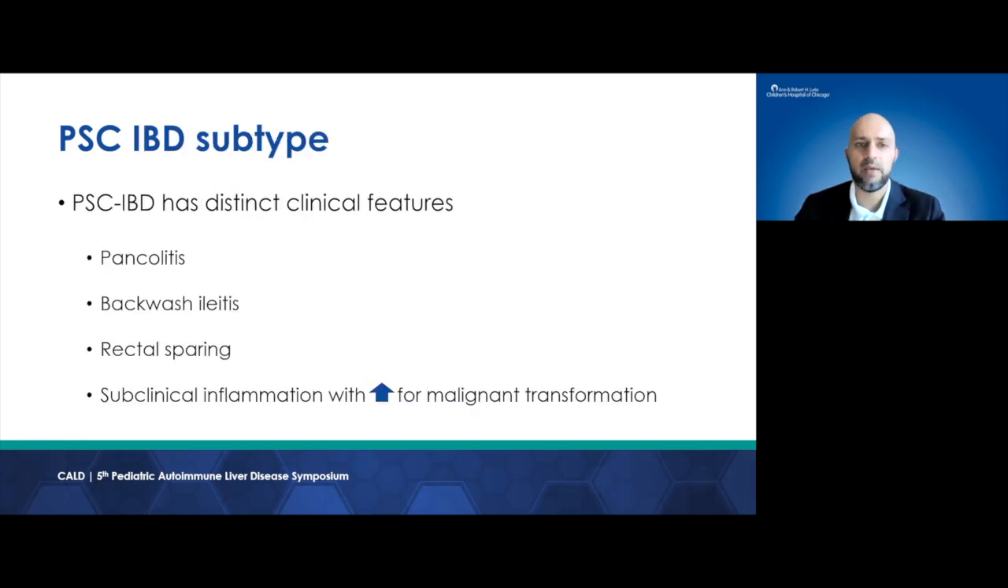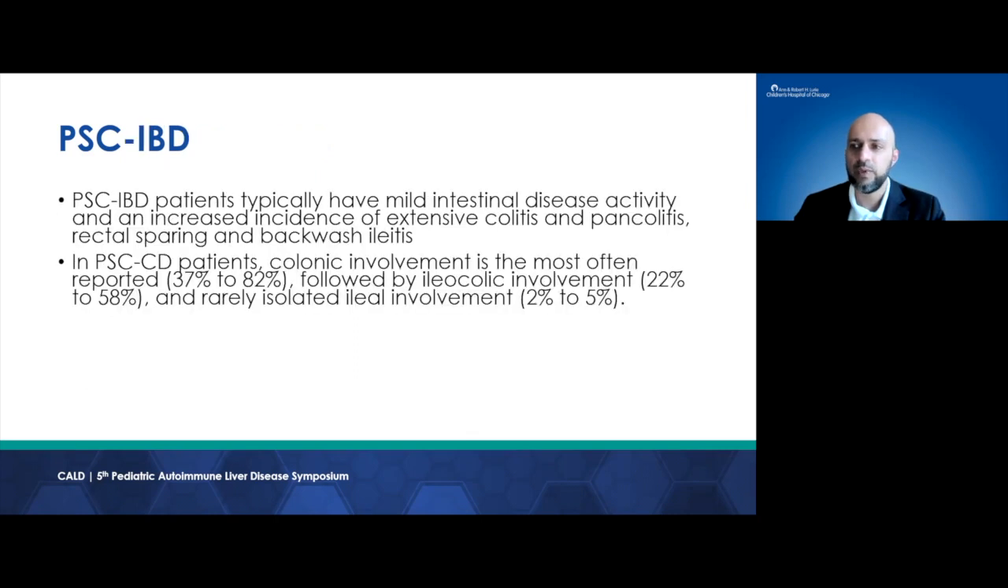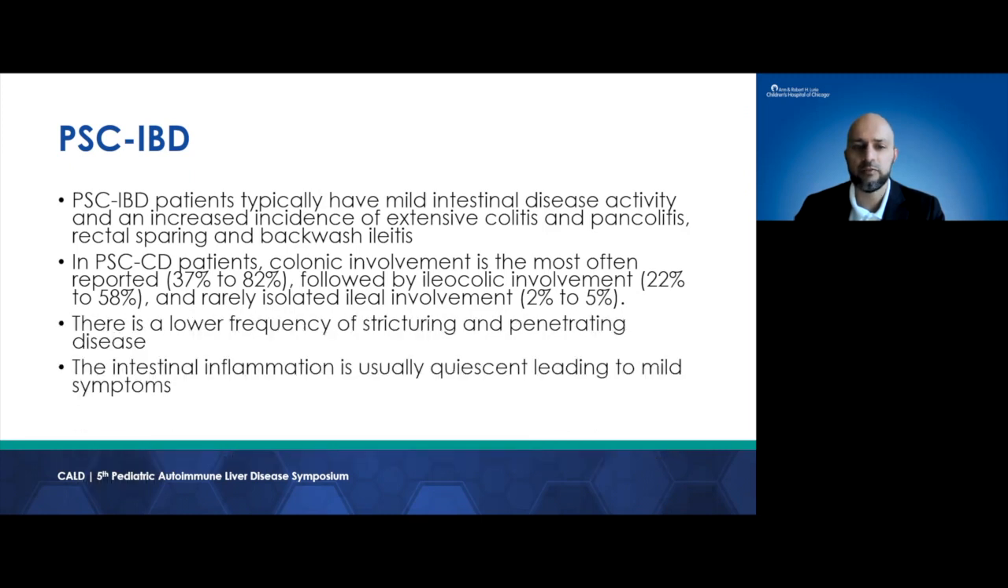When we're looking at PSC IBD subtypes, it has distinct clinical features such as pancolitis, backwash ileitis, rectal sparing, and subclinical inflammation with an increased potential for malignant transformation. PSC IBD patients typically have milder intestinal disease compared to IBD patients alone, with more extensive colitis, while PSC Crohn's disease patients have more colonic involvement, followed by ileocolonic involvement. There's a lower frequency of stricturing and penetrating disease, and the intestinal inflammation is usually quiescent, leading to milder symptoms.